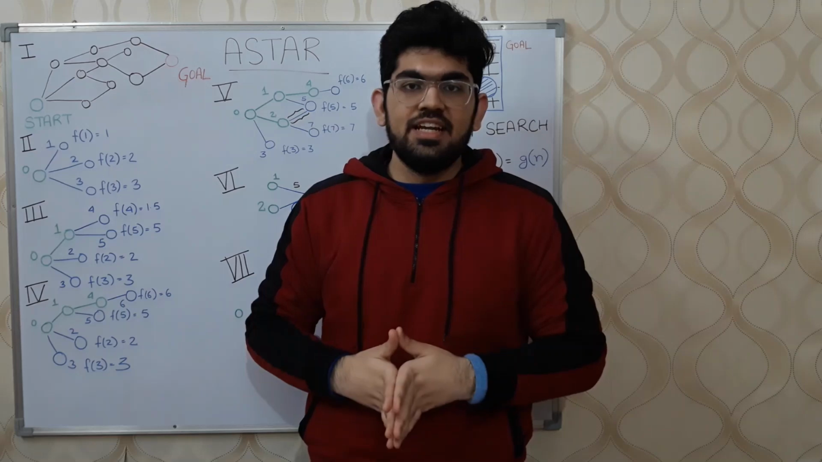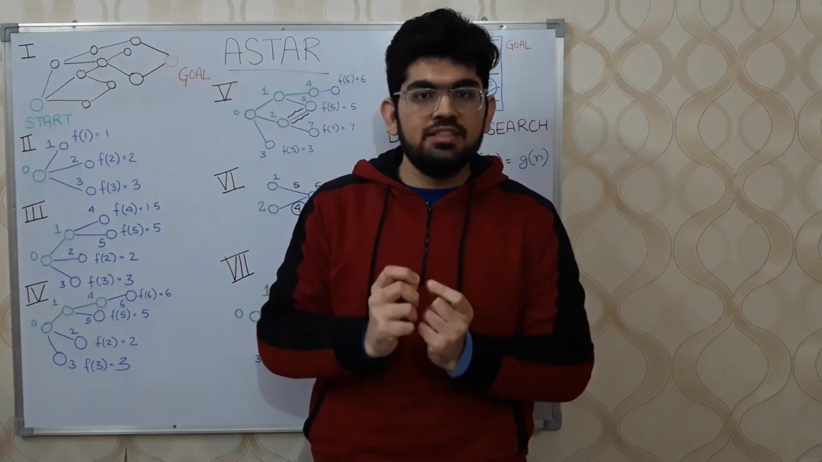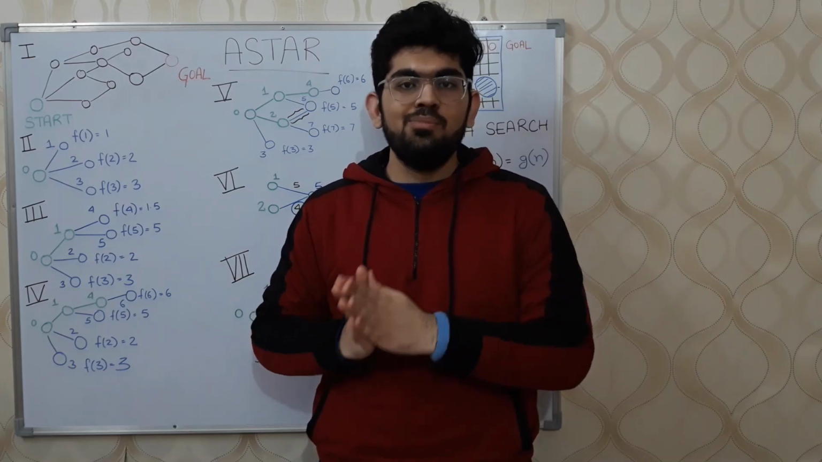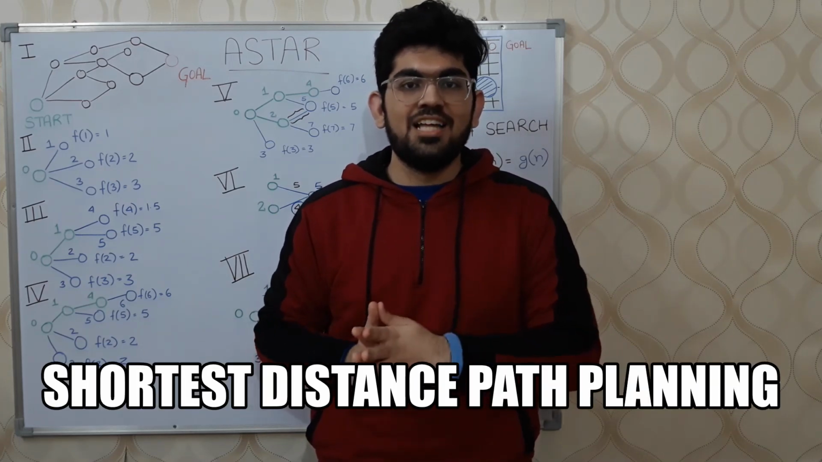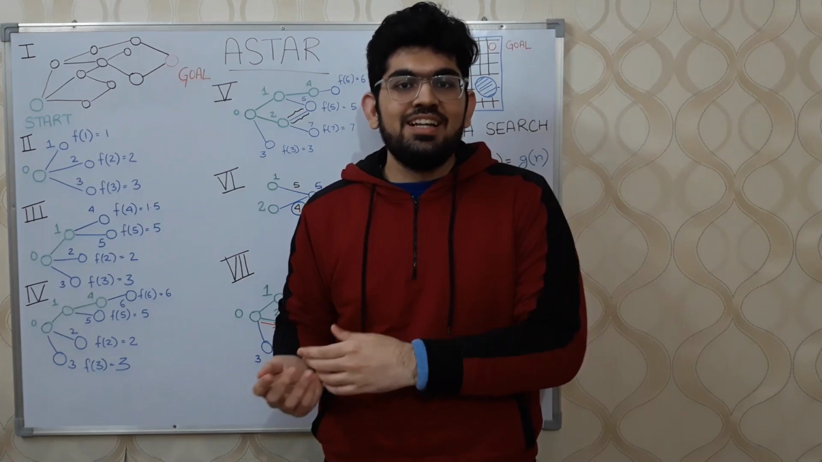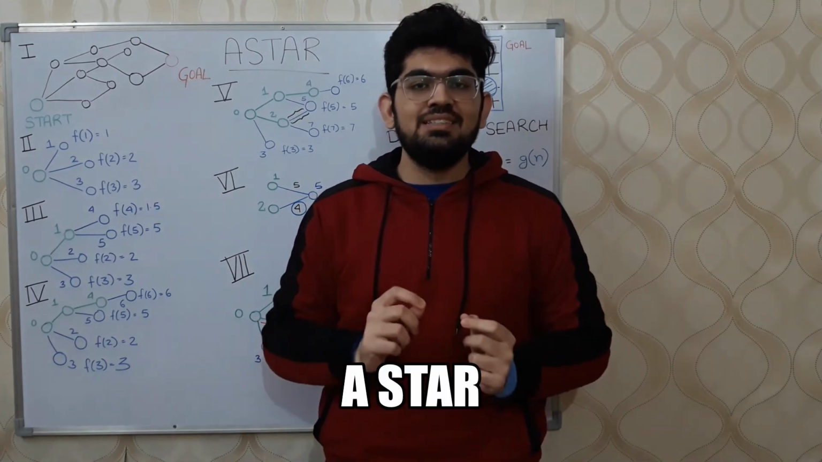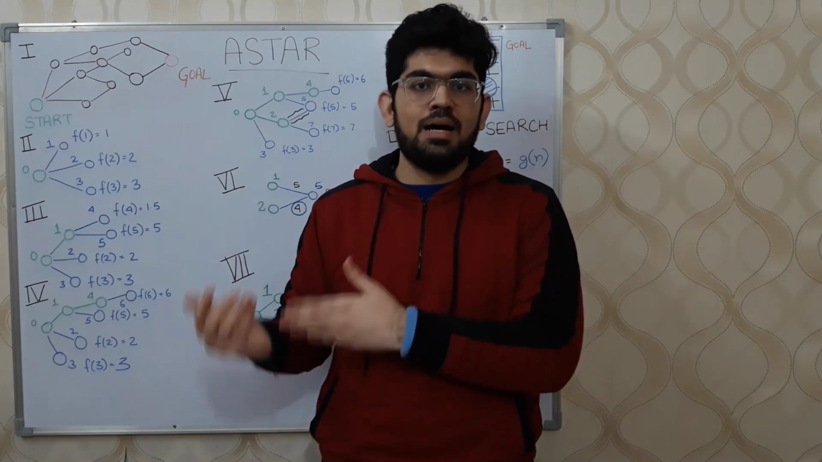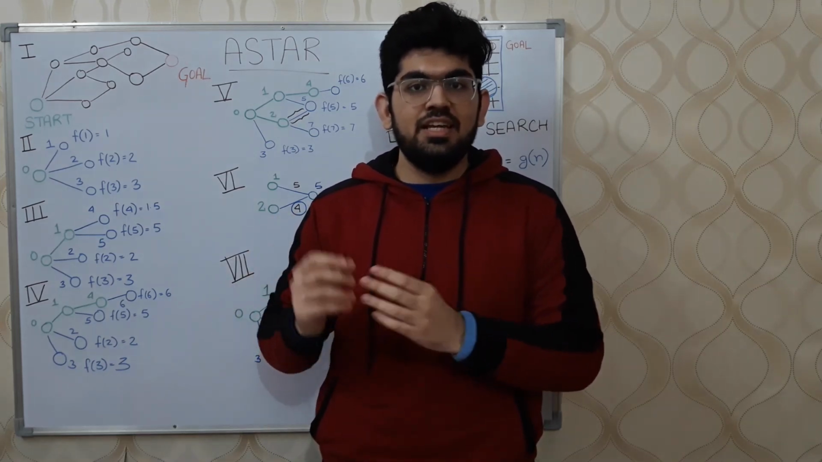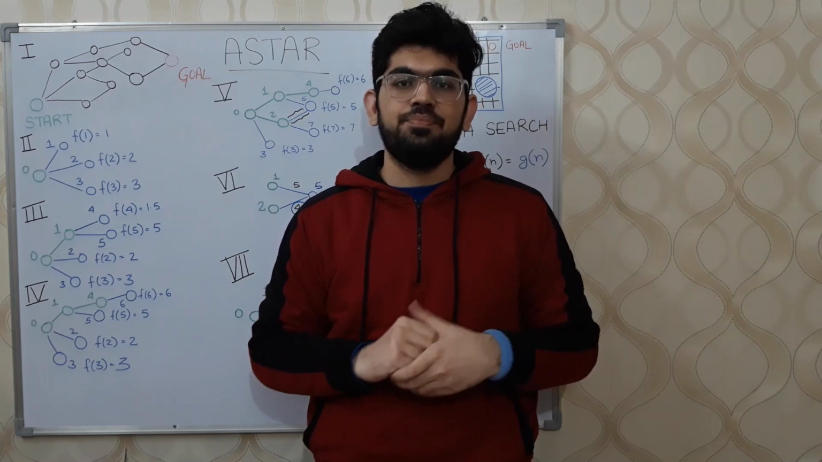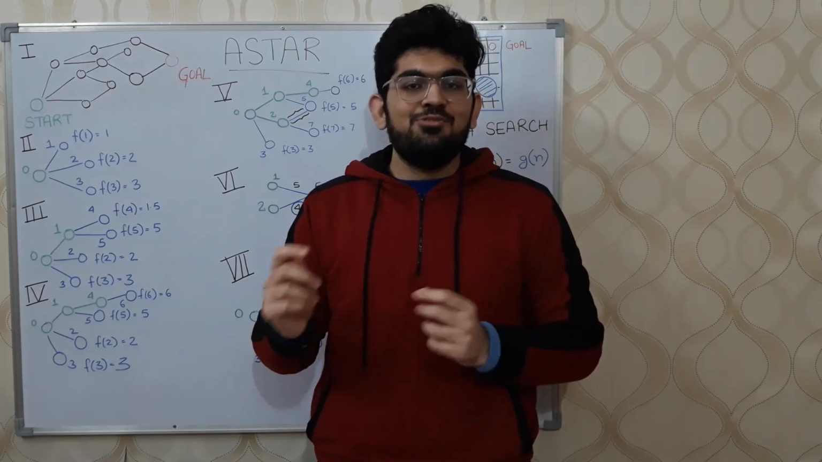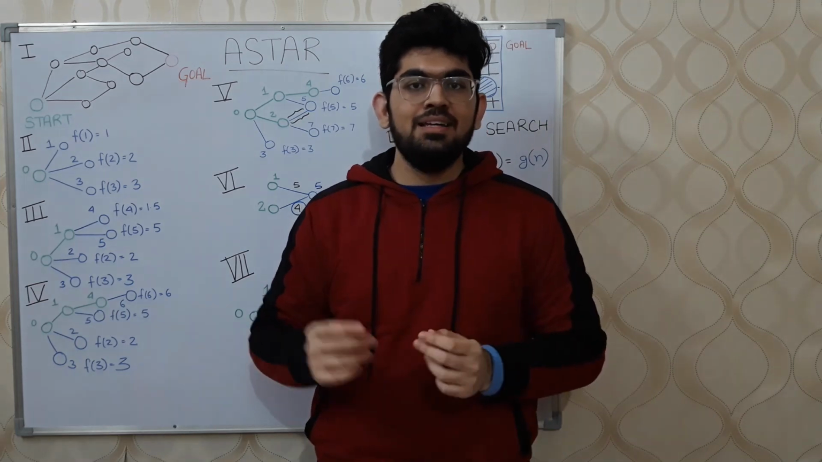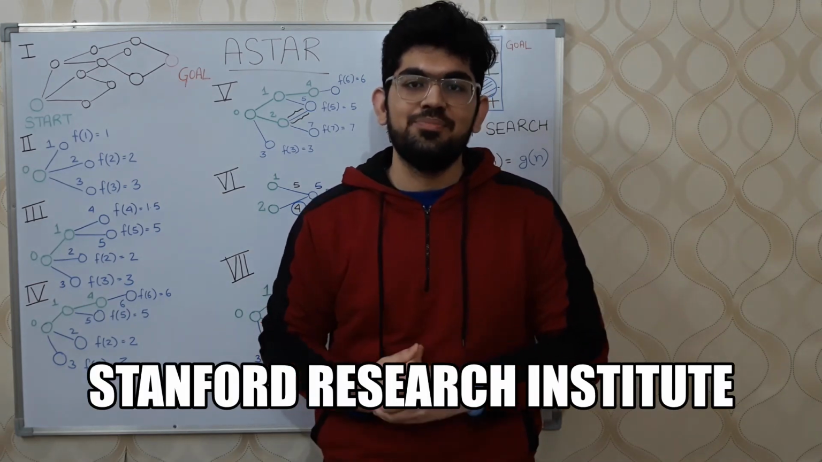If we add a constraint that we need to find the shortest distance path from the start to the goal, we have a problem called shortest distance path planning. One such really popular and efficient algorithm is A-star. A-star not only finds the shortest path, it also does it in a very short amount of time. Historically, A-star was first developed for the Shakey robot project built by the Stanford Research Institute.